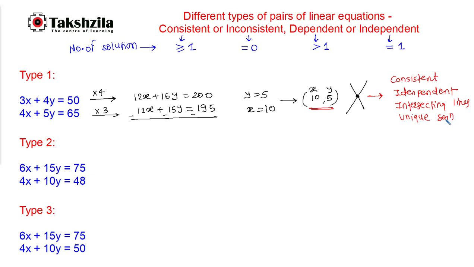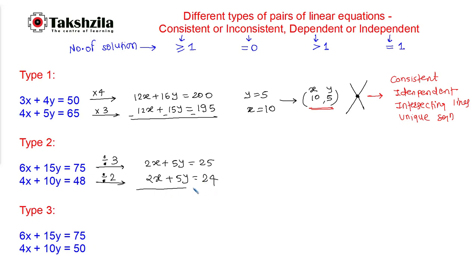Let's do the same thing with the second type. You can multiply the equation or you can divide the equation to make the coefficient equal for any one of the variables. Over here you can see that the first equation we can divide by 3, whereas the second equation we can divide by 2. So the first equation will become 2x plus 5y is equal to 25, and the second equation will become 2x plus 5y is equal to 24. So the value of 2x plus 5y has to be a unique number. It cannot be 25 and 24 at the same time. So this is a pair of inconsistent equations.